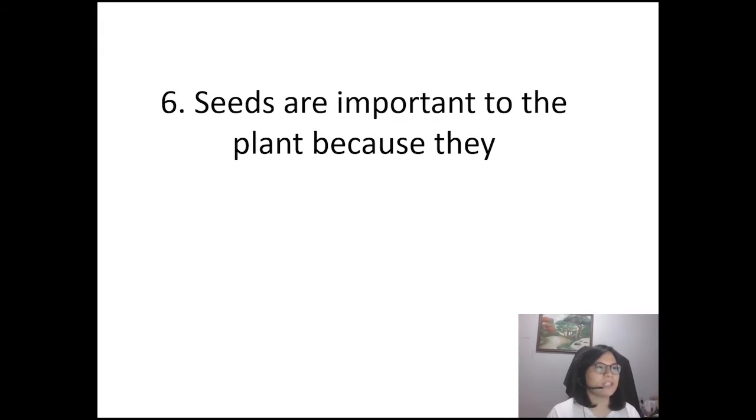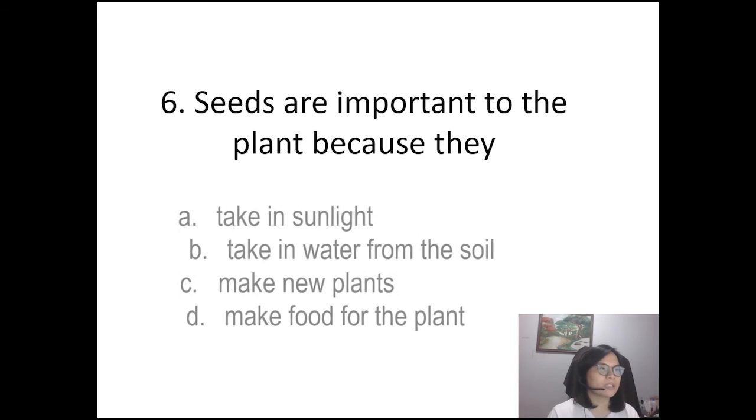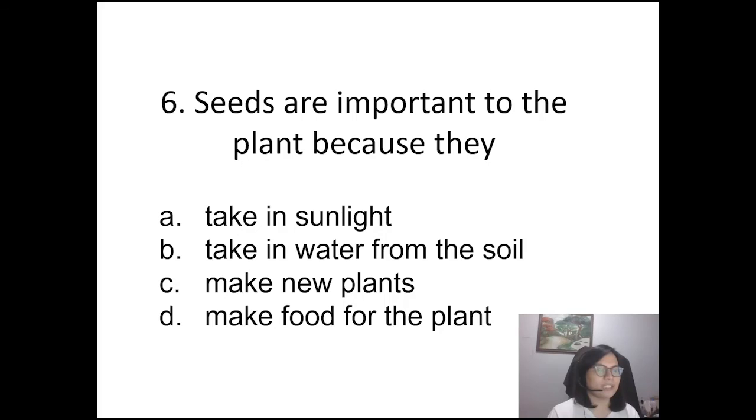Alright, another question. Seeds are important to the plant because they, letter A, take in sunlight, B, take in water from the soil, C, make new plants, and D, make food for the plant. So the answer is letter C.